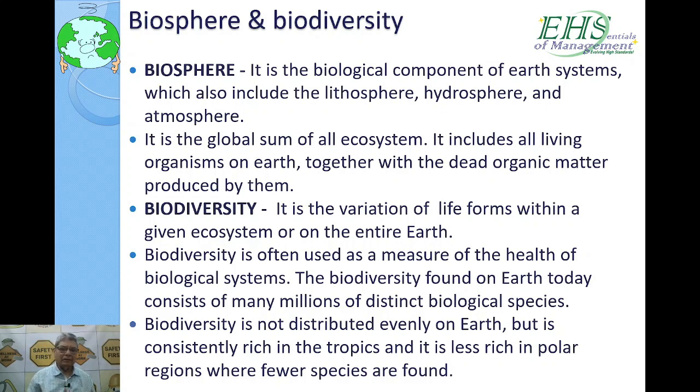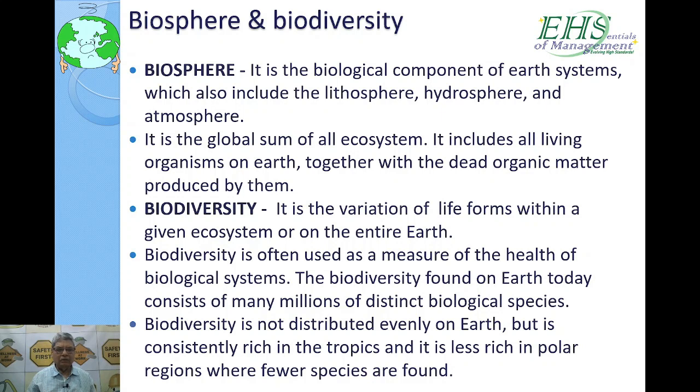tigers, lions, and deers. Now in deer there are a variety of different deers, right? Even the cat family is very big. Different cats are there, including lion and tiger. So there is a tremendous variety. Within a species itself there will be a variety. So that is called as the biodiversity. So biodiversity is often used as a measure of the health of the biological system. That means if the biodiversity is more, the health of the biological system is good.